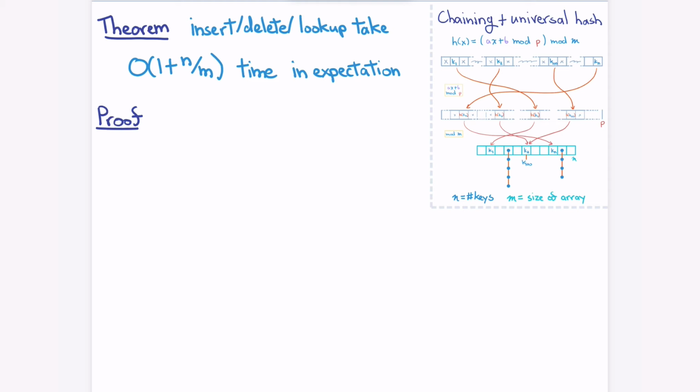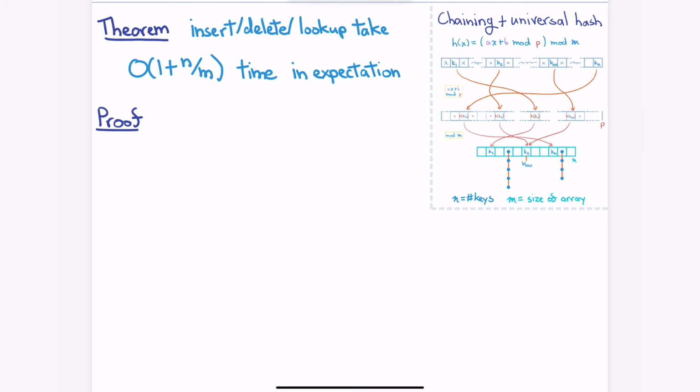Okay, so given that you're using a universal hash function, the claim is that in expectation, if I'm inserting or deleting a key, and I have n total keys and m slots in my hash table, the running time is going to be 1 plus n divided by m in expectation. So if I make my output array of size m at least as big as the number of keys, it's constant, which is good.